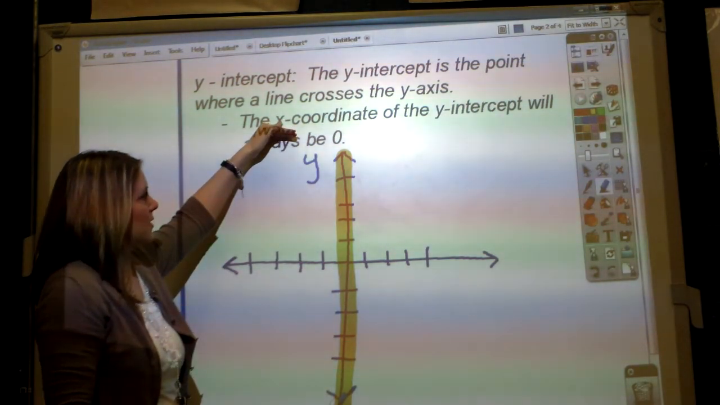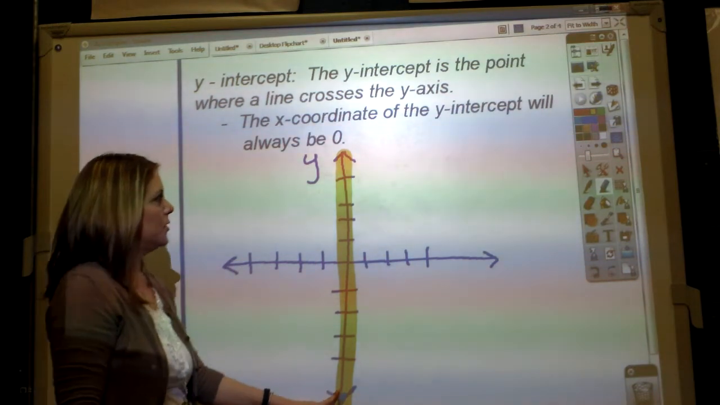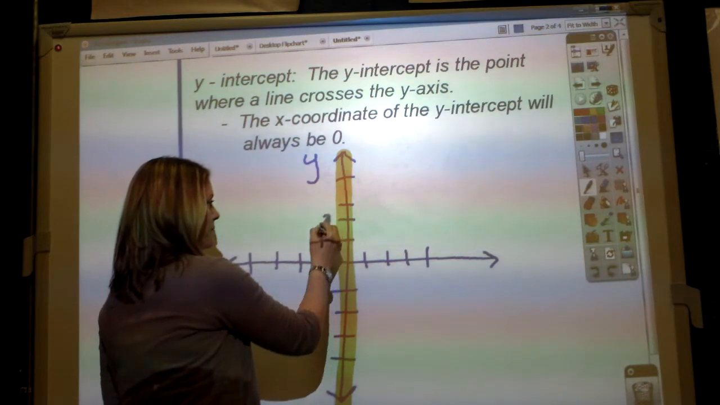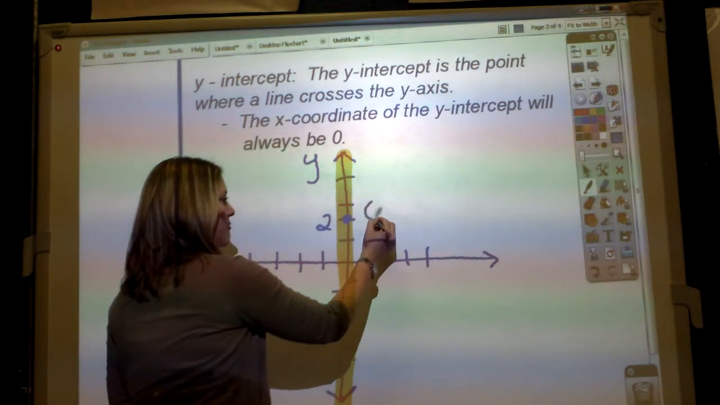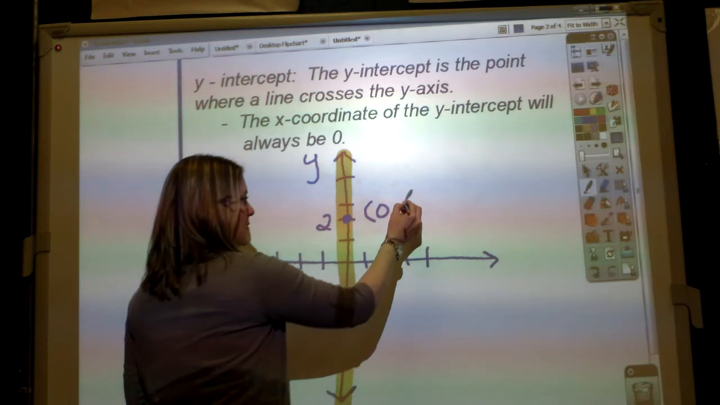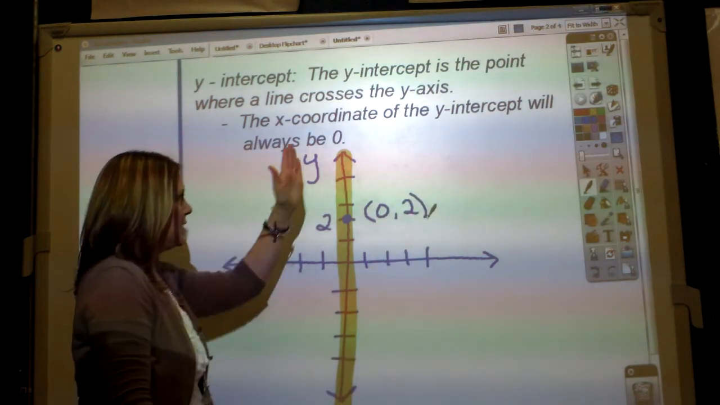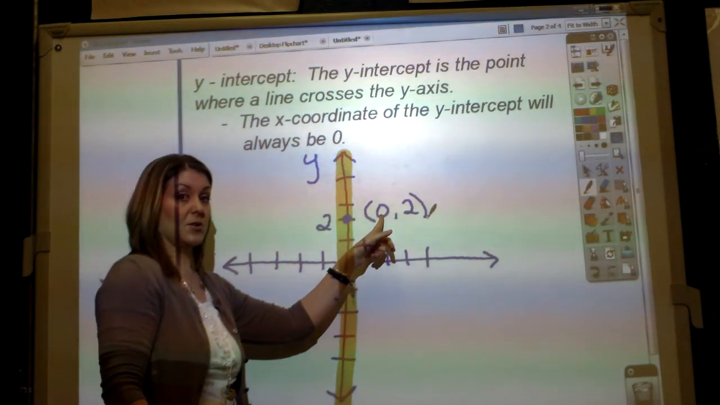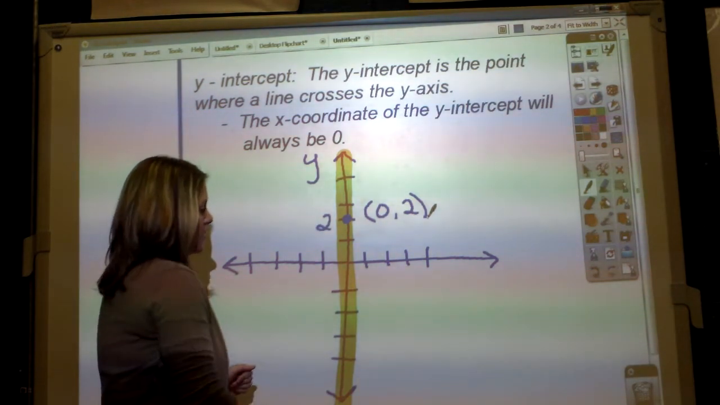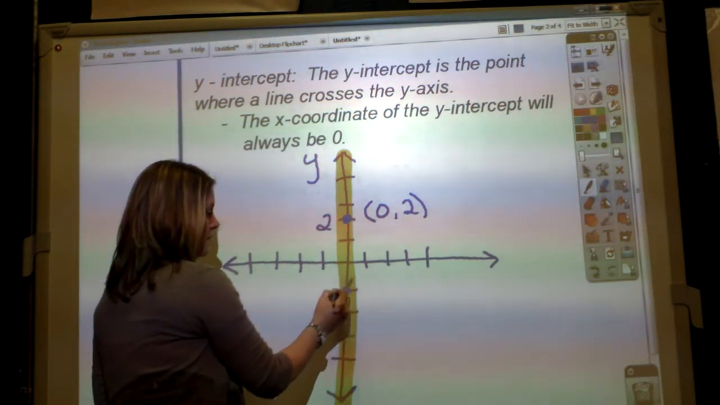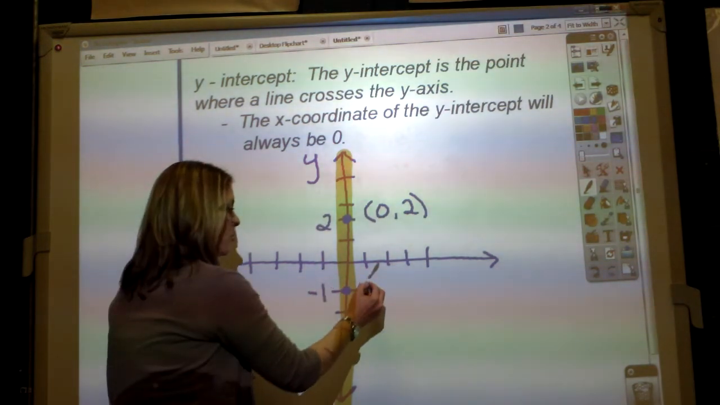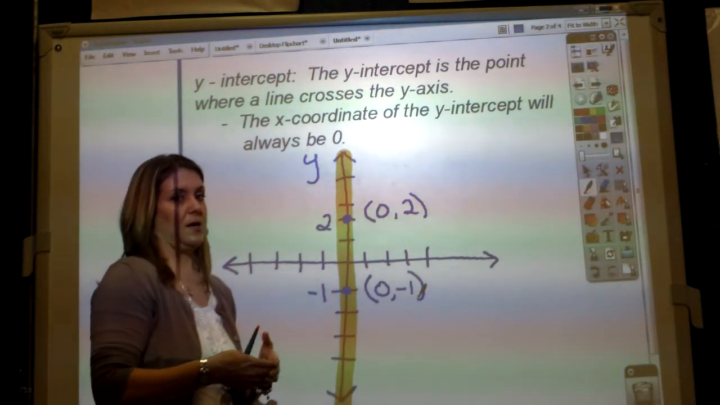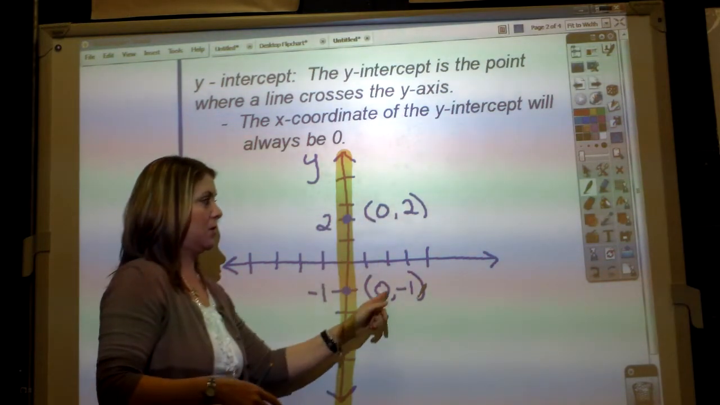The x-coordinate of any y-intercept will be 0. So for instance, going back to that y-intercept of 2, the ordered pair for that point is 0 for x, 2 for y. Any y-intercept point will have 0 as its x-coordinate. Let's say we had a y-intercept of -1. That ordered pair is (0, -1). So it's very important to know that if you have a y-intercept, x will always be 0.